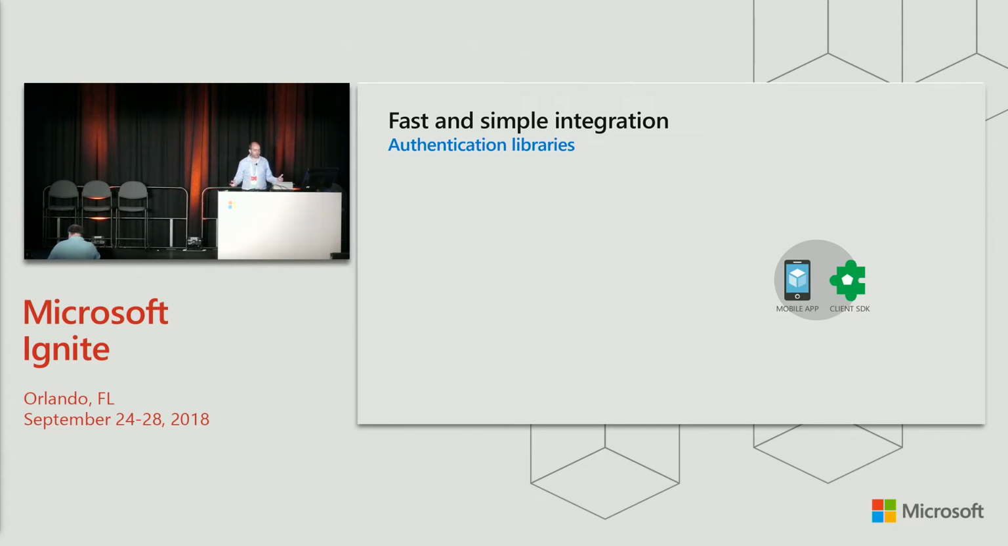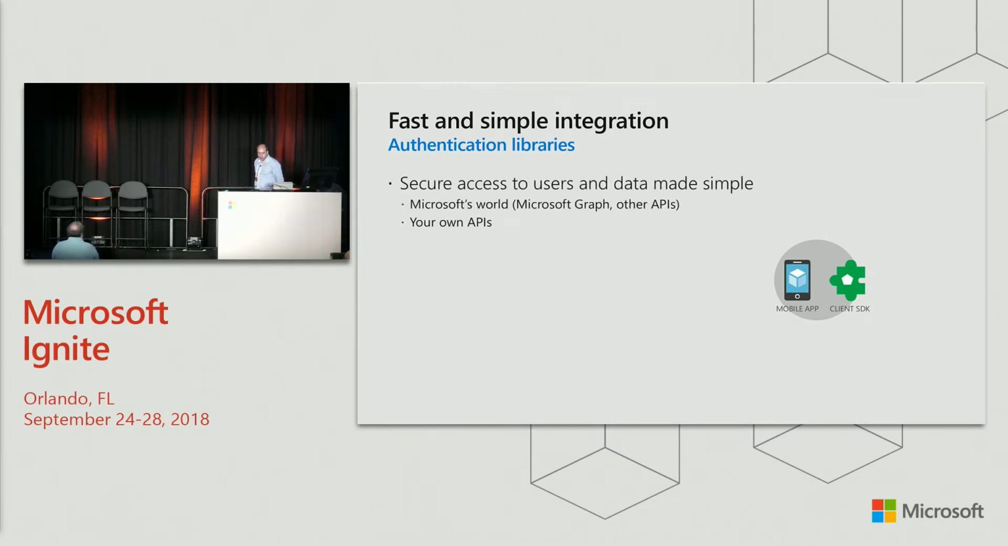So you have choices here. Microsoft's commitment to open standards means that you can pick up lots of off-the-shelf open source libraries that are compatible with our OAuth 2 or OpenID Connect. And all of this is in service of securing access to users and data. But we want it to be simple and not spend a lot of time on it. So this is to access your own APIs as well as Microsoft's APIs, such as Microsoft Graph. So you have choices.